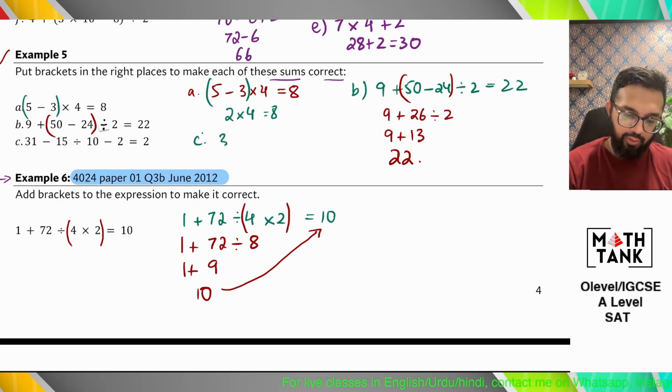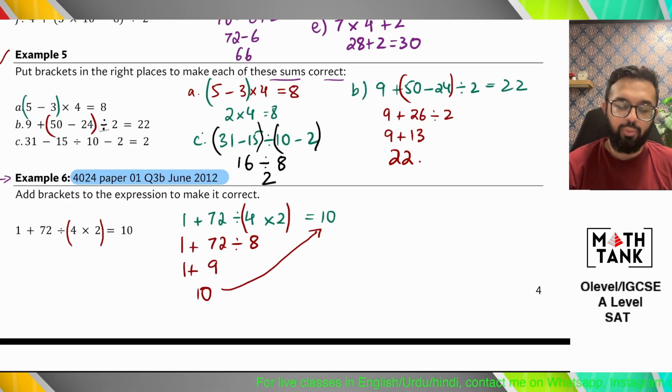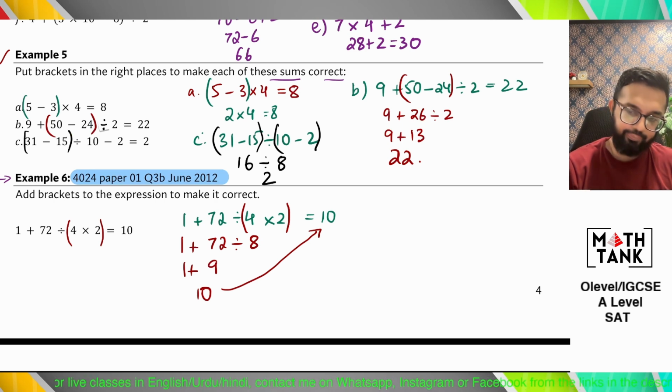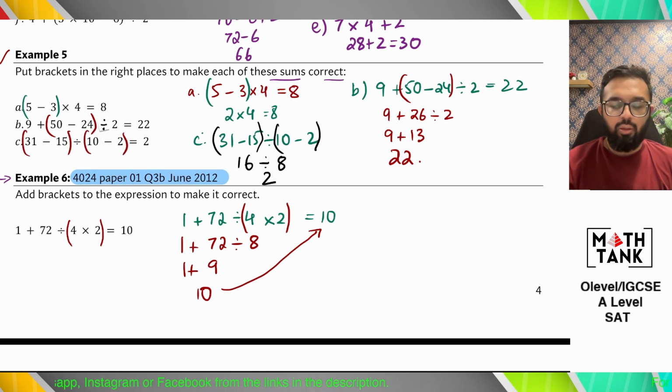Okay. So 31 minus 15 divided by 10 minus 2. That's a tricky one, because if I divide these two first, I end up with 1.5. Then with 1.5 I won't be able to divide this. What is happening here is I think I need to put brackets in two places, because I see the 16, I see this as an 8. That gives me 2. So the right place for the brackets is here and here.